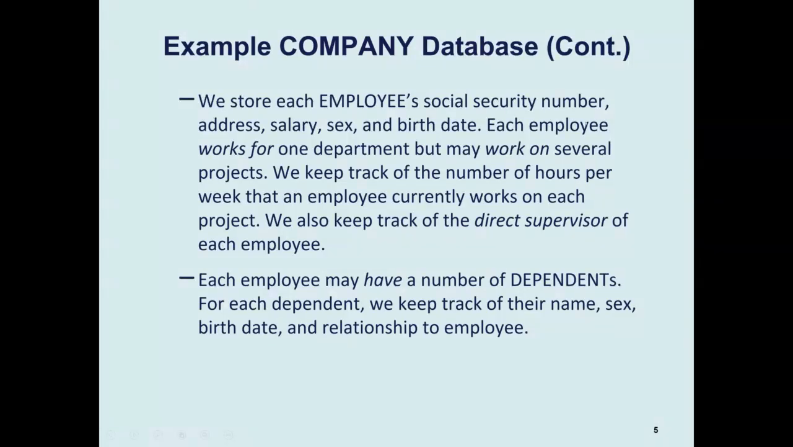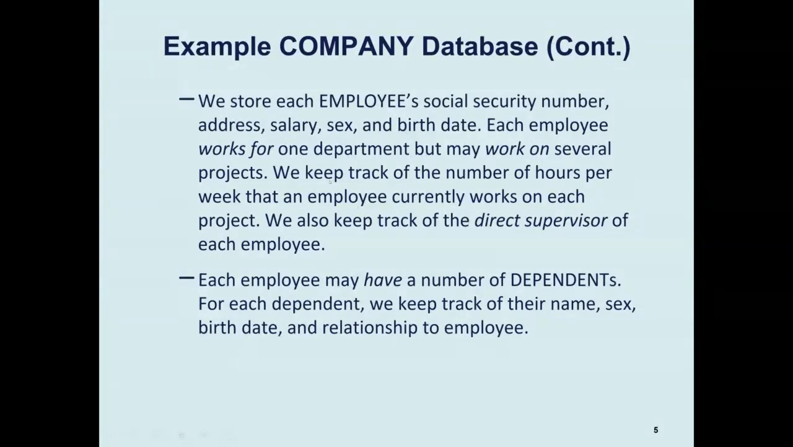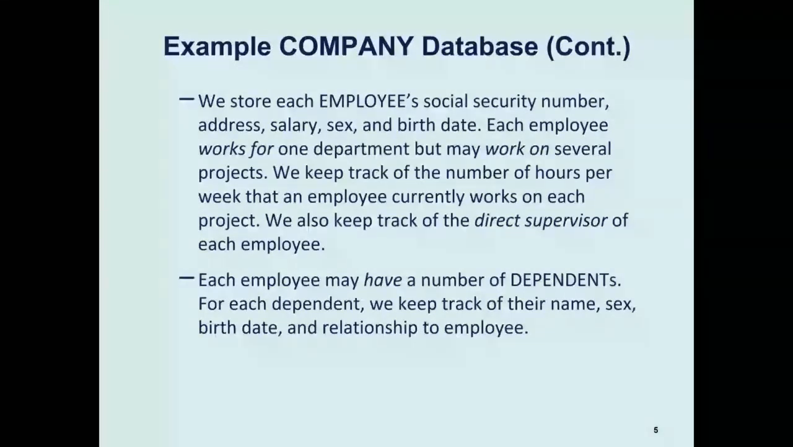For example, each employee works for one department. So there's a relationship between the employee and department. And also may work on several projects. That already indicates there's also a relationship between the employee and the project. Okay. Then the next one, each employee may have a number of dependents. For each dependent, we keep track of their name, sex, birth date, and relationship to the employee. So this paragraph shows that we also need to record the dependent information, okay?